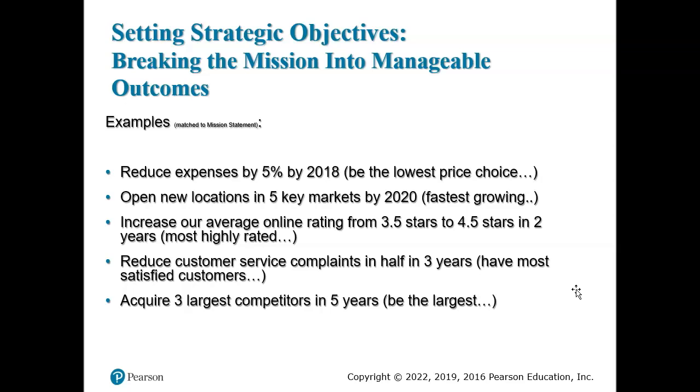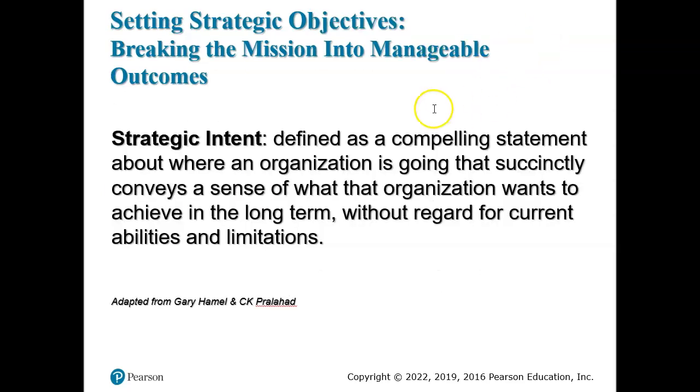And if you want to be the biggest, maybe the objective should be to acquire 3 of your largest competitors in the next 5 years. These are all real things. Companies really do them, and so it gives you an idea. So this is not covered in the text, but I think it's a pretty important concept. It's something called strategic intent, which I think also helps to define your business.